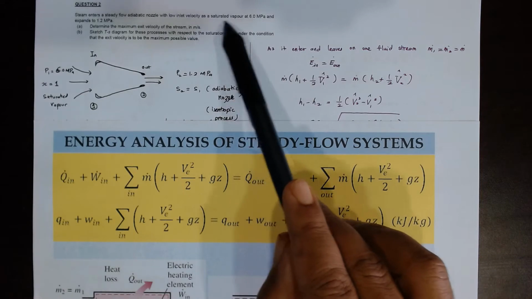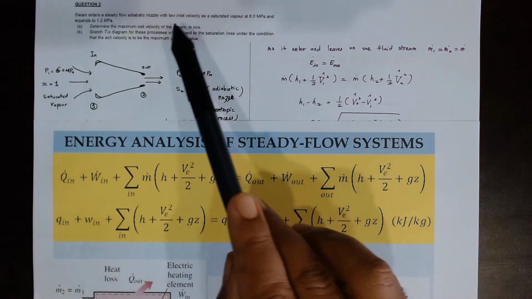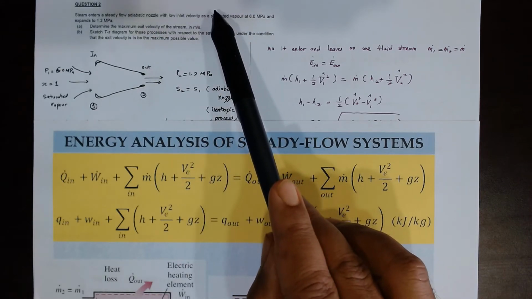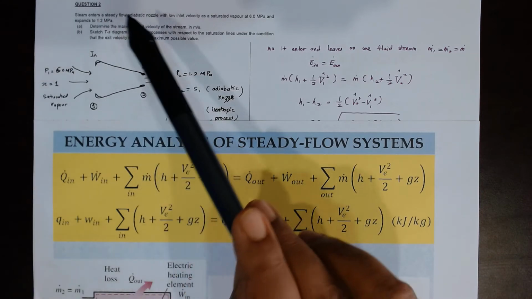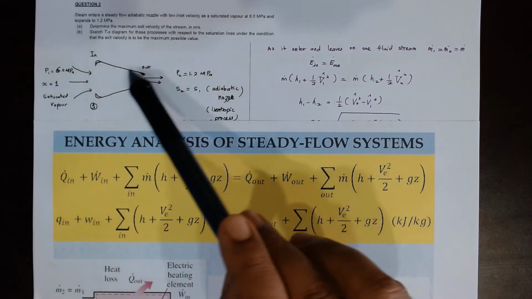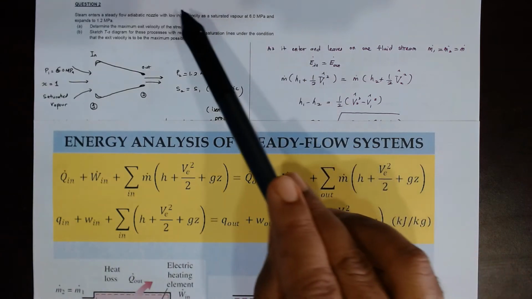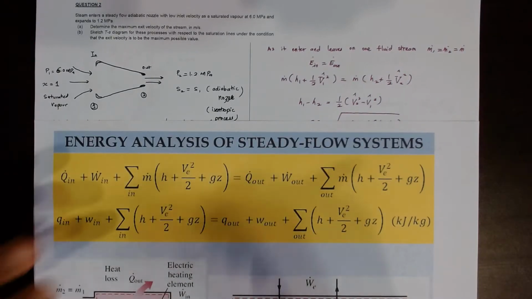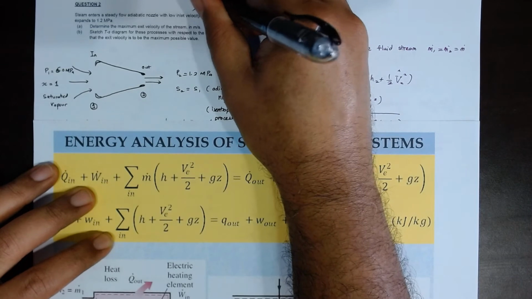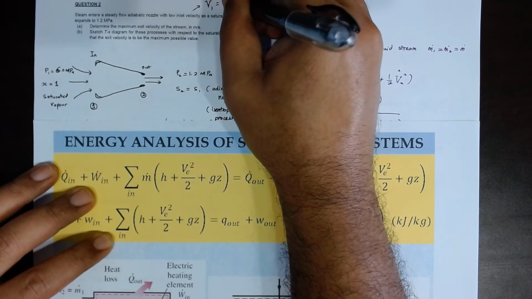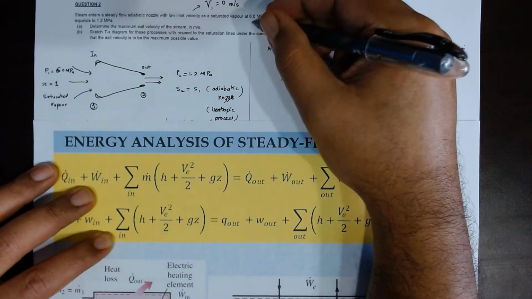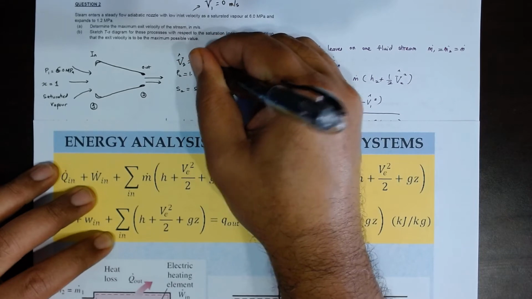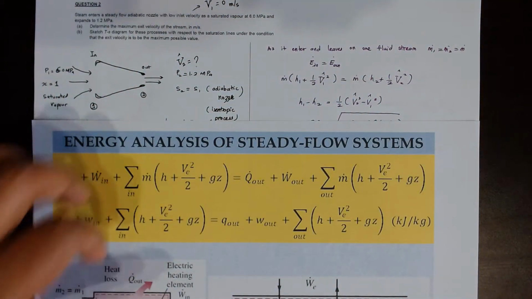Okay, so it enters at saturated vapor, 6 megapascal, and expands to 1.2 megapascal. The question asks you to draw a T-S diagram and determine the maximum exit velocity, so what is V2? Low inlet velocity means V1 is approximately 0 meters per second. So we need to find the exit, V2, the maximum exit velocity at the outlet.